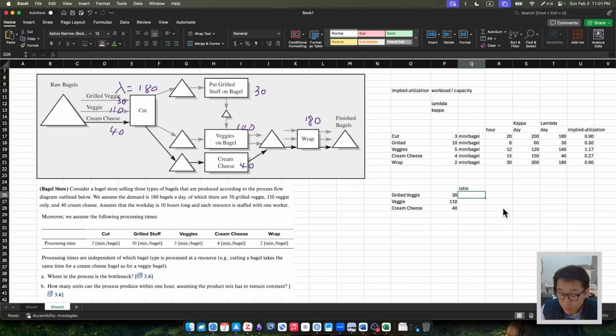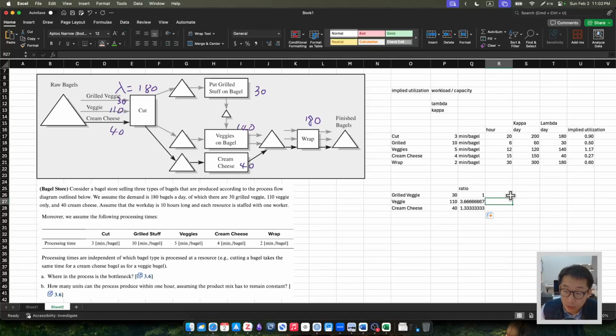So again, to get the ratio, let me see. For each unit of grilled veggie, you want to make this many. For each unit of grilled veggie, you want to make 3.67 units of veggie bagel. For each unit of grilled veggie, you want to make 1.33 units of cream cheese.